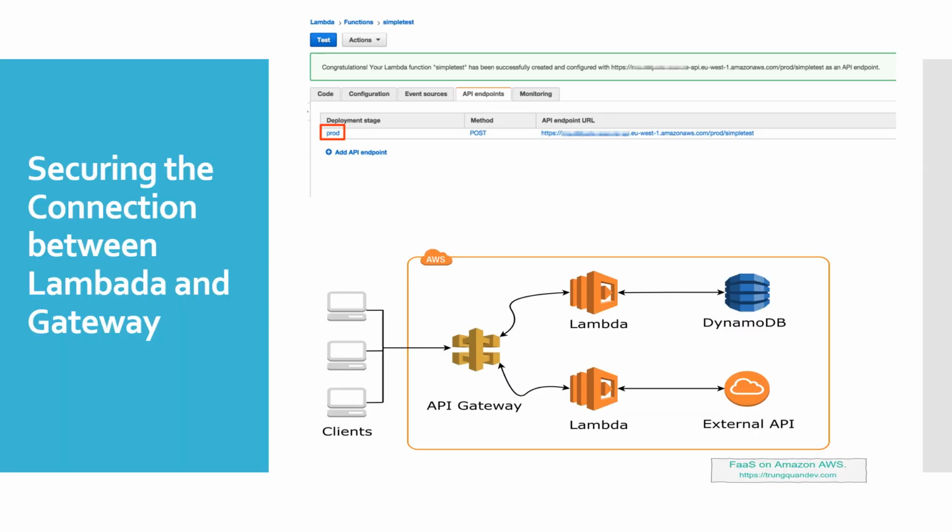To secure the connection between Lambda and the gateway, it is recommended to use HTTPS for all communication. This ensures that all data is encrypted in transit and cannot be intercepted or modified by third parties. In addition, the API gateway can be configured to require client certificates for authentication, which further enhances security.